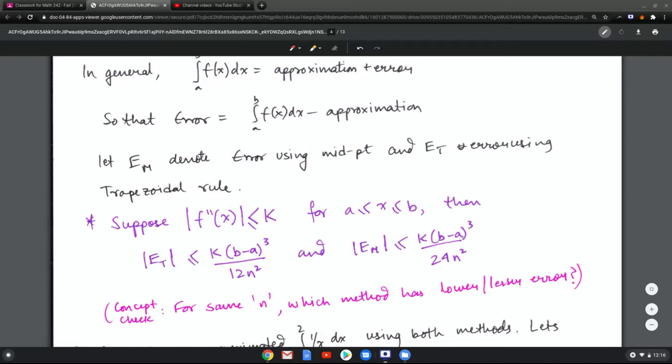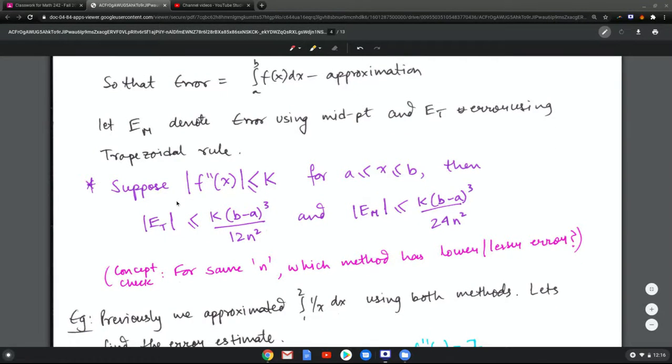Now here's the rule. It says that suppose that the second derivative of the function f is less than or equal to some number k in the interval a to b. Then the error from the trapezoidal rule is bounded by k times (b minus a) cubed over 12n squared, and the error by the midpoint rule is bounded by k times (b minus a) cubed over 24n squared. Now concept check: for the same n, which method has lesser error?